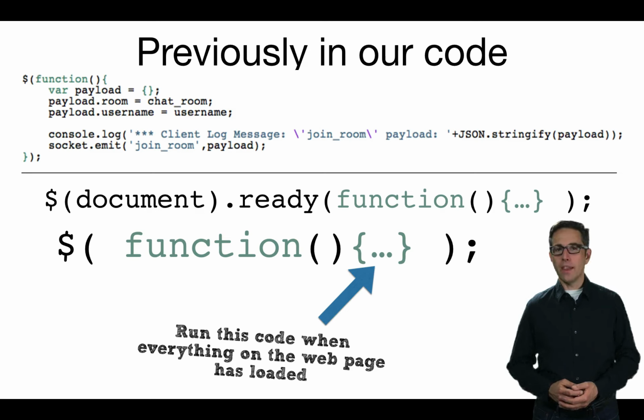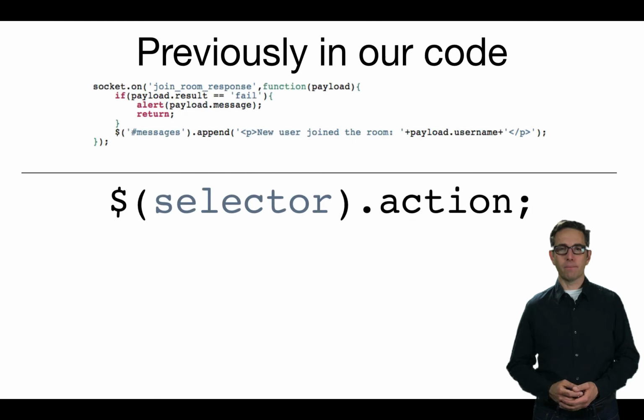So again, we're going to run this code, whatever code we put in there, when everything on the web page has loaded. Here's another example of something that we saw in our client code when that used jQuery. We had this little bit of code here, and what this did was it executed some code when a response was received from our server saying that someone had joined a chat room. Our function would get called, and if the payload result was not equal to fail, we had a little $ sign there that said $ hashtag messages.